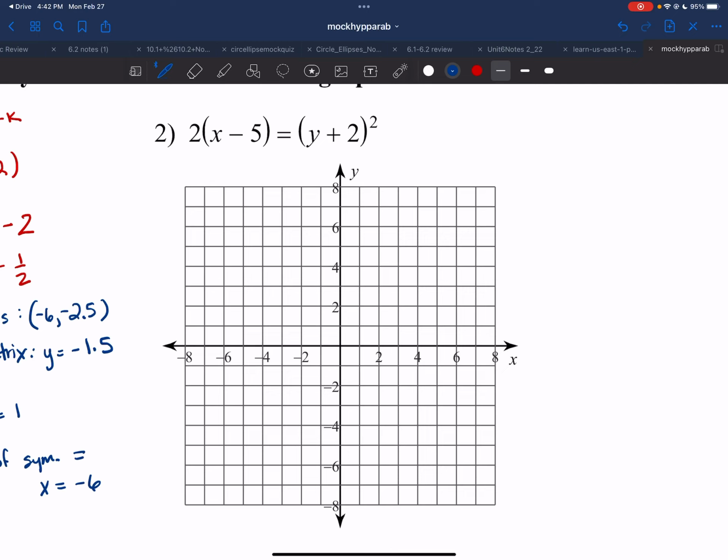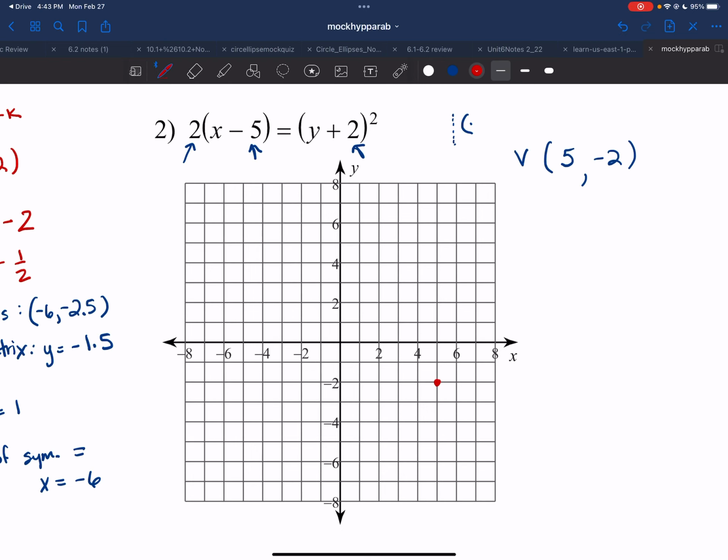All right, here we have y that's squared. So that's going to give me either a left or right parabola. And I look at my latus rectum, which is positive, which means that it's going to be the right facing one. So that's what my parabola should look like. And that means that my focus is to the right of it and my directrix is going to be behind it. So let's look at where my vertex is located. That's going to be at (5, -2). And I get those from these two values. So (5, -2) is right here.